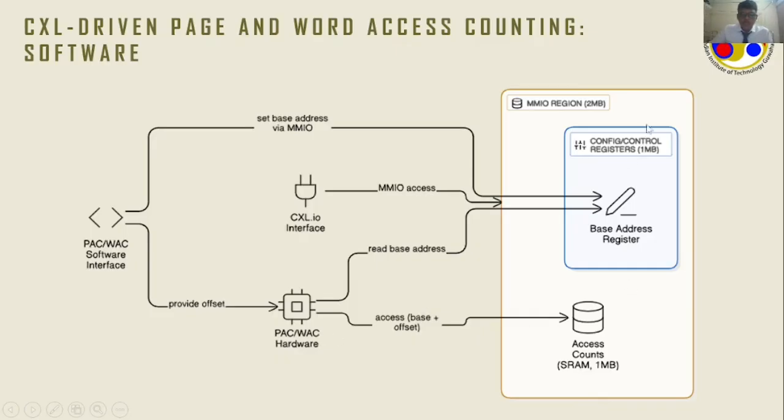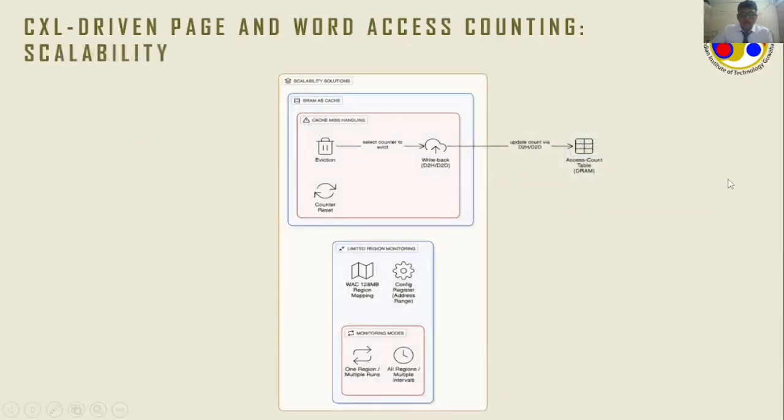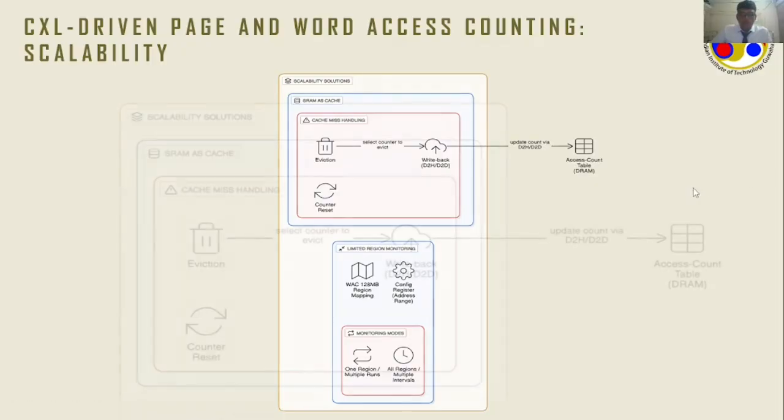So this is the entire software functioning of our process. Next, let's jump into scalability. Scalability issues arise when the SRAM unit is not large enough to store all access counts for a given DRAM capacity. There are broadly two ways in which this can be handled.